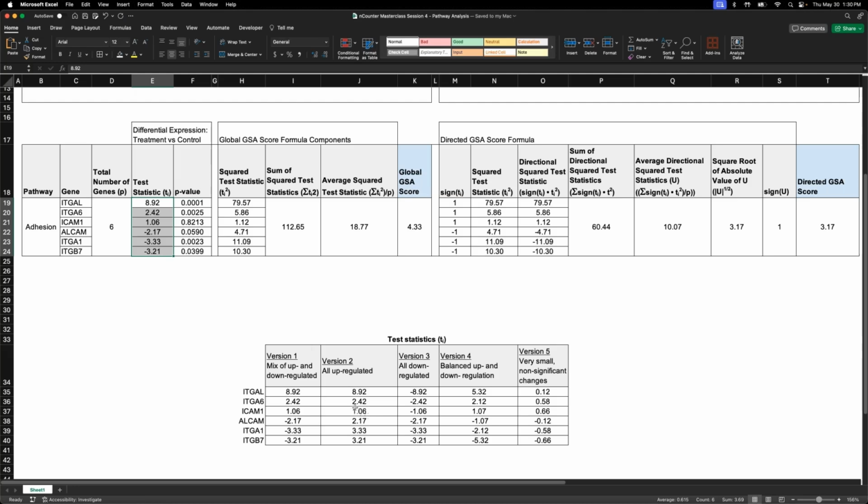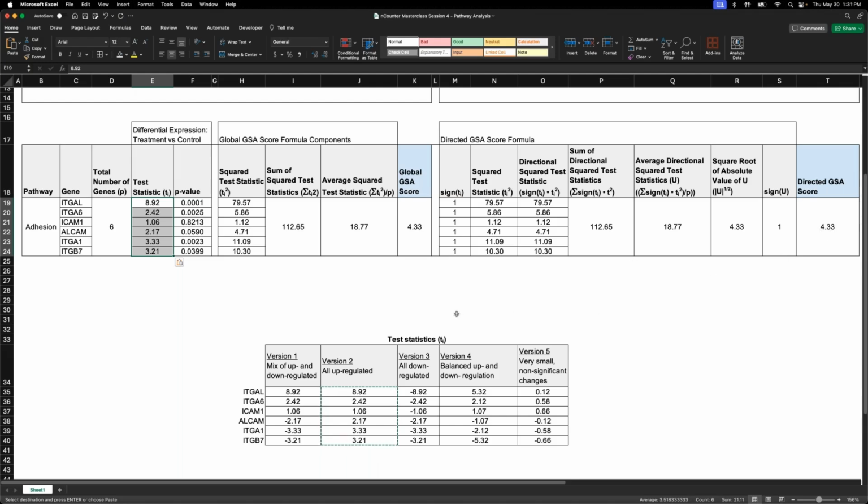But there's another example here. Let's pretend all genes in this pathway are upregulated. In other words, all of these T's are positive. So let's use these and figure out how the equations change here. Let's paste this in here, change the T statistics. And now what you'll see, I don't know if you realize this, but now the global score, 4.33, is exactly the same as the directed score.